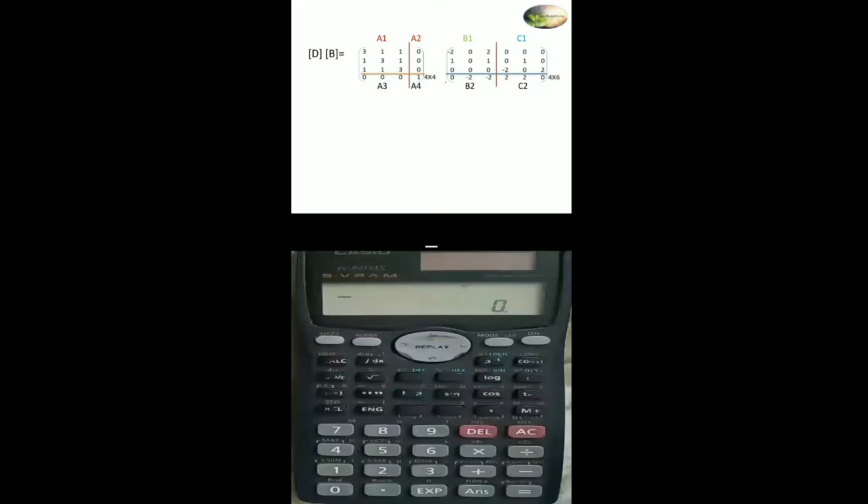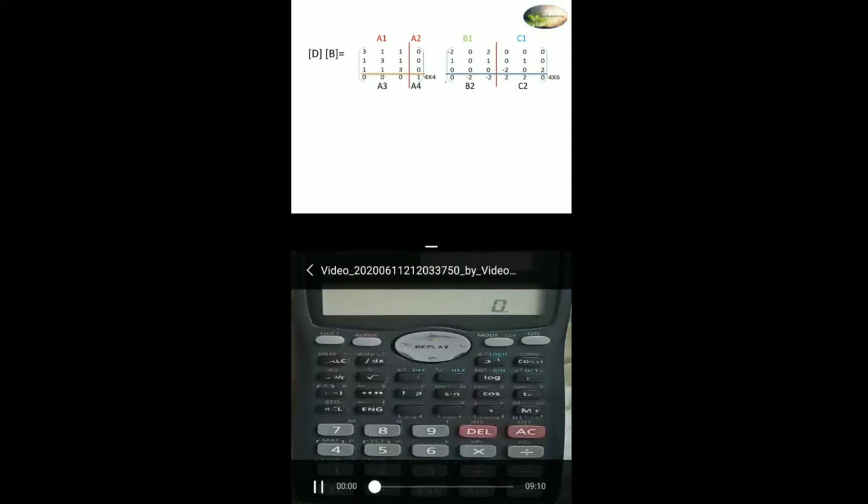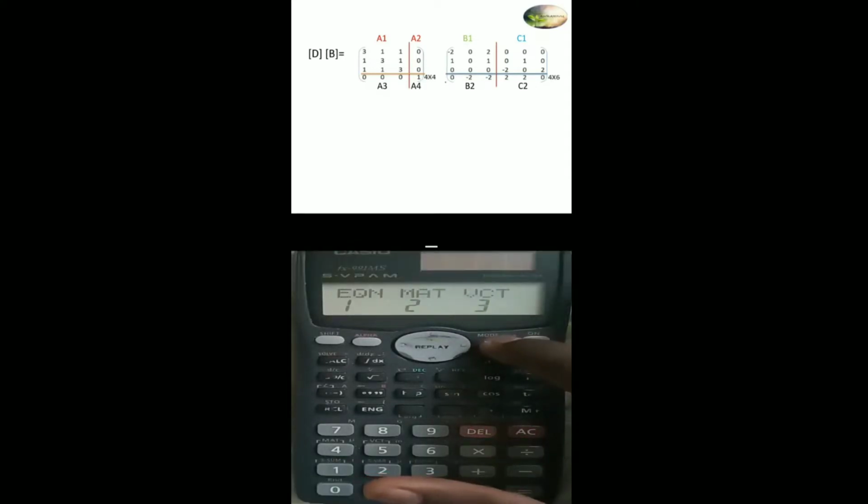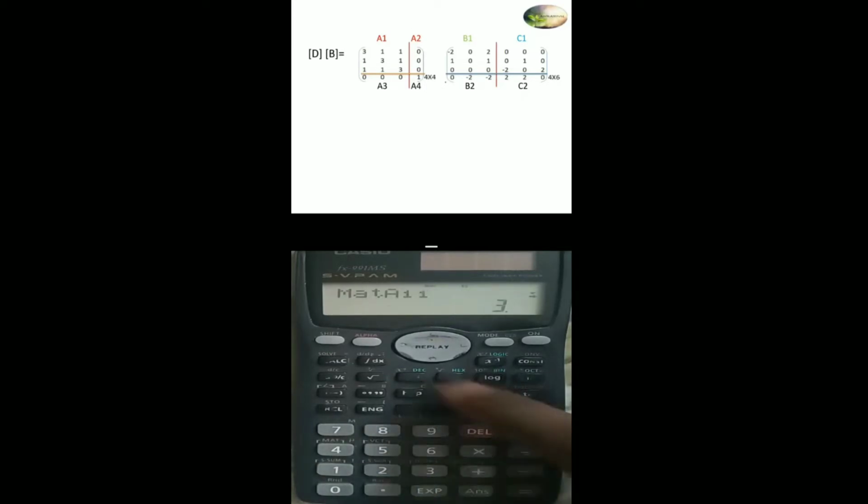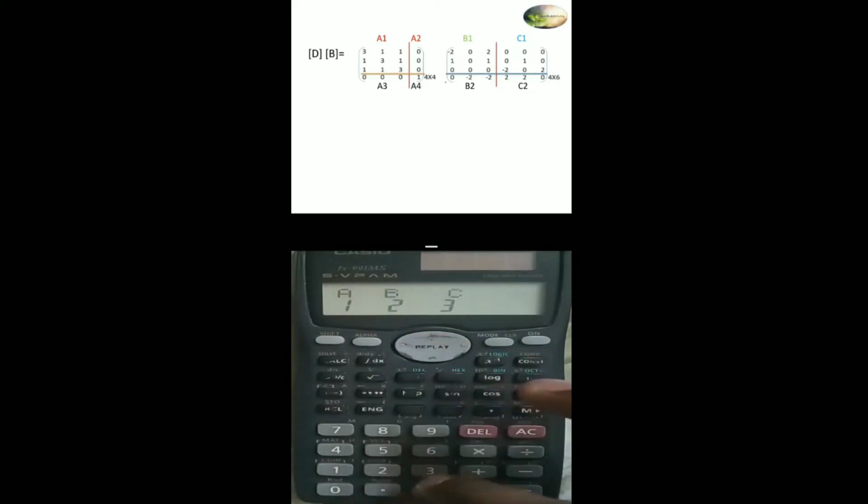Now take the calculator. Press mode 3 times. MAT will be displayed. Enter 2 for matrix. Then press shift 4. Matrix will open. Now enter the values of A1, B1, C1 in the dim 1 option. If there is any mistake, use the edit option.